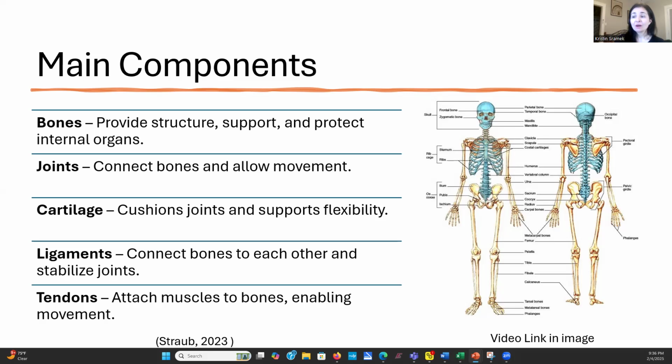And then we also have the tendons, which attach the muscles to the bones, which is incredibly important for movement because the muscles generate the movement, and the bones are providing the structure for those muscles.